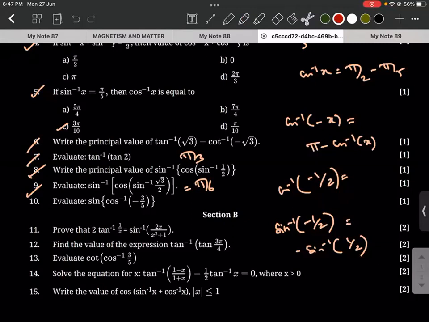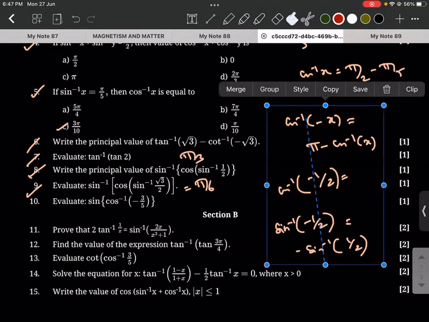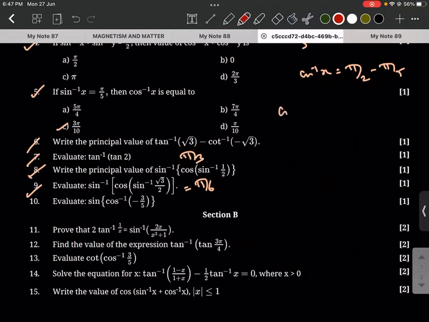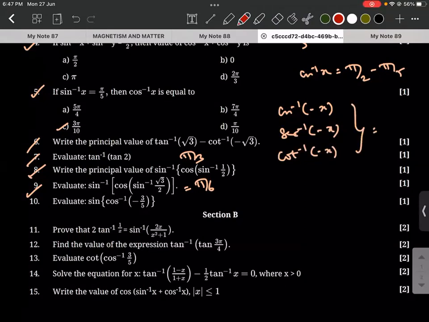We can do that, but I'm trying to explain the concept again. Whereas when you have cos inverse of minus x, secant inverse of minus x, and cot inverse of minus x, what are we supposed to do? You find pi minus cos inverse of x, or pi minus cot inverse of x, or pi minus secant inverse of x. So in this case, if you see, sine of cos inverse of how much?